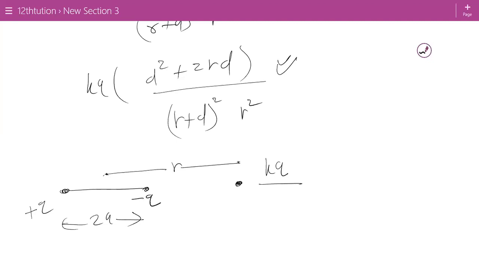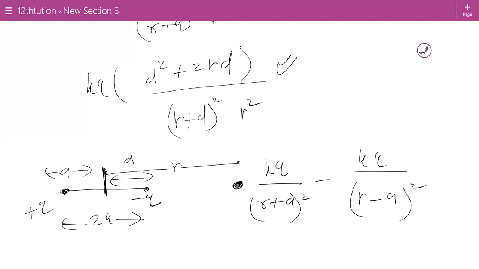Plus two charges here. This distance is r, where this is also a and this is also a. So from this charge to this charge, the distance will be a plus r. That is the electric field due to the positive charge. The electric field due to the negative charge will be K2 by (r minus a) whole squared.